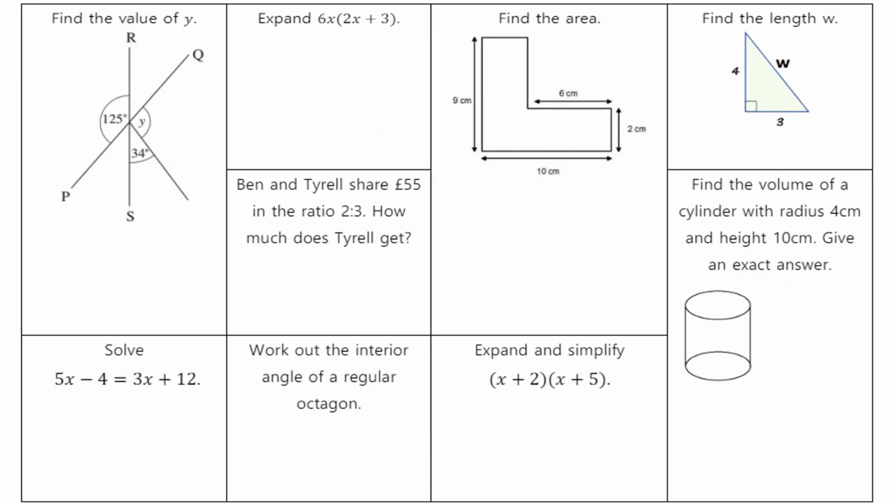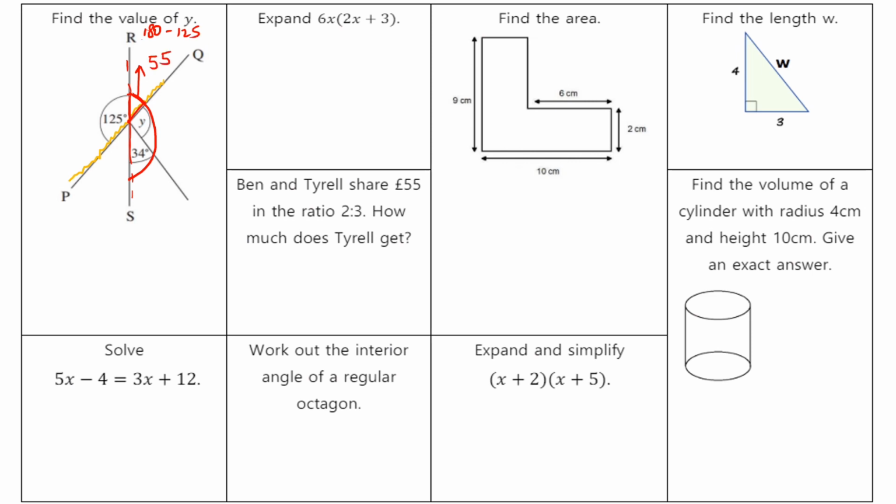Right, find the value of y. So when I look at this question, I should be able to see that this is going to be a straight line. And we know straight lines are 180 degrees. So I could find out this and then use that information for this straight line to find out y. So if this section here is going to add to 180 with 125, I can do 180 take away 125, which is going to give me 55.